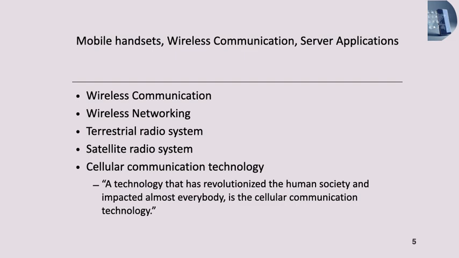Then what about wireless networking? A wireless network is a computer network that uses wireless data connections between network nodes. Examples of wireless networks include cell phone networks, wireless LANs or wireless local area networks, wireless sensor networks, satellite communication networks, and terrestrial microwave networks, etc.